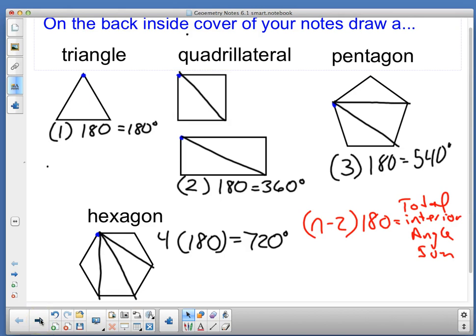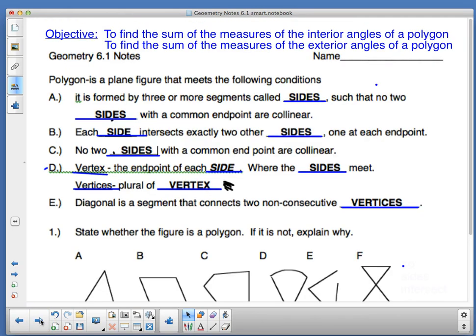So, starting off, maybe if this opens, I have the definitions of what makes a polygon here on page 2, I think it is, that we start at. I guess that's page 1, I lied. Okay, so we've got the definition right there on page 1. Go check it out.